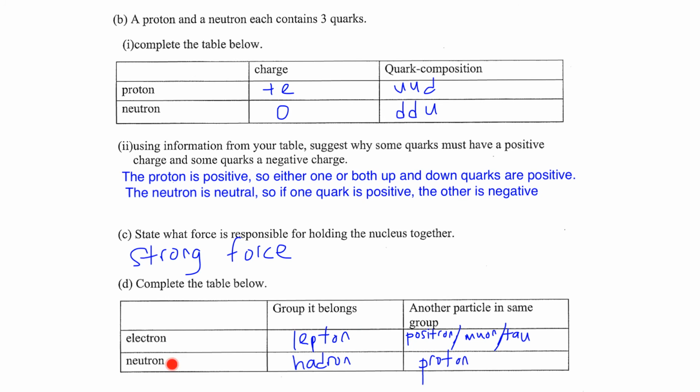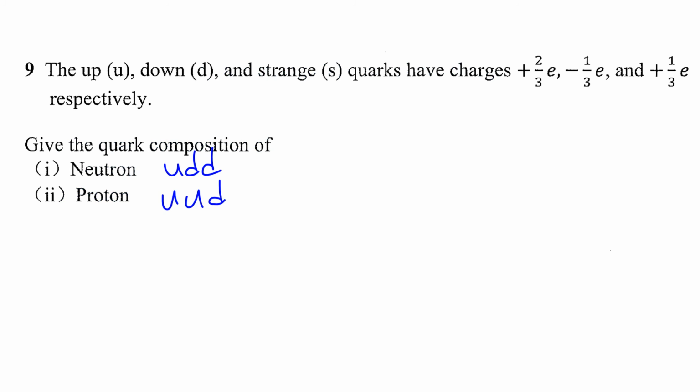Electron is a lepton, neutron is a hadron. So another particle in the same group, another type of lepton, you can put positron, muon, tau also can. Alright, neutron is a hadron, so another particle is a proton. Okay, so that's it. Right, the last one, the up, down, and strange quark have charges 2/3e, negative 1/3e, and negative 1/3e respectively. So what is the quark composition of neutron and proton? So that's straightforward. Up, down, down, and up, up, down.